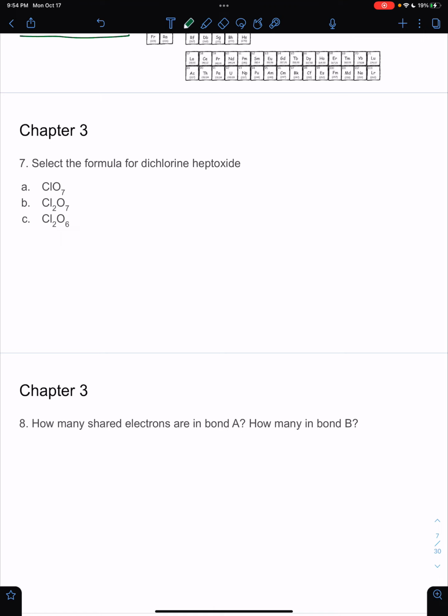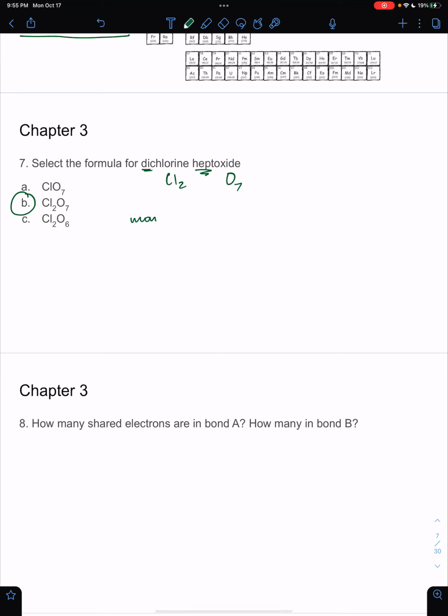And then this one says select the formula for a covalent compound, is what the question said. So I just made up this one, dichlorine heptoxide. So chlorine, we know Cl, oxide is oxygen. And then looking at the prefixes, we have dichlorine, so you know that's 2, and then heptoxide, hept equals 7. So it's going to be letter B.